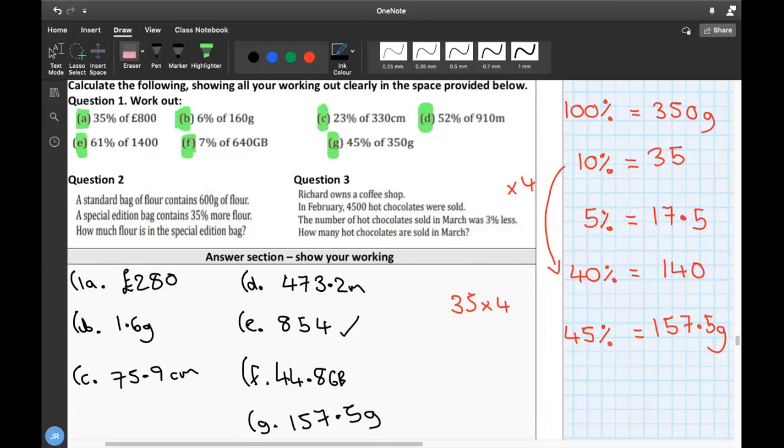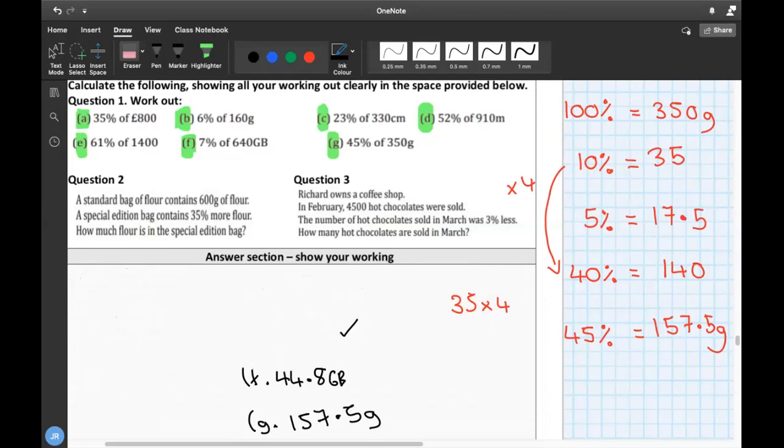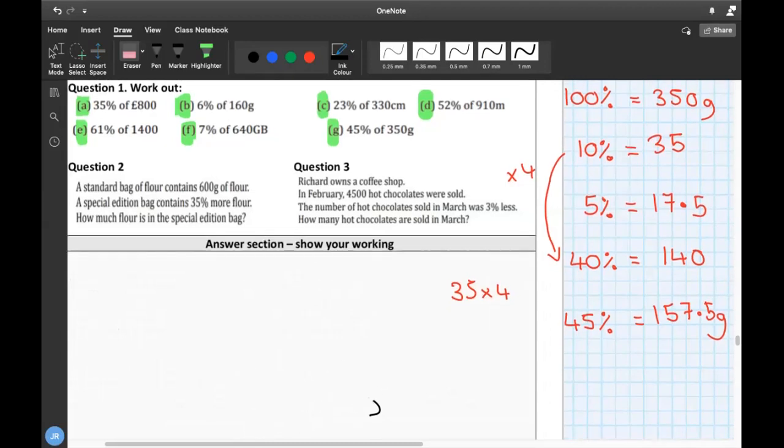35% more. Okay, so now what we're doing for question 2 and for question 3 is we are increasing or decreasing amounts by percentages. If you think about 100% as being your original amount, if you're increasing that, you will need to add on whatever percentage you have found to be original.